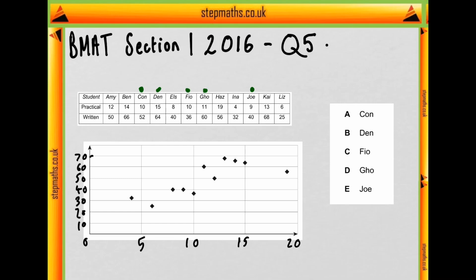So, we can have a look at the data. Let's start by looking at answer A, Con. Con achieved 10 in the practical test and 52 in the written test. So let's have a look at the graph. There does appear to be a result corresponding to the 10 in the practical test, but there is no corresponding result when it comes to the written test, 52. There should be a mark right here if Con was present on the graph, but he appears not to be. So by looking at the answers first, we've already identified our missing student, Con.